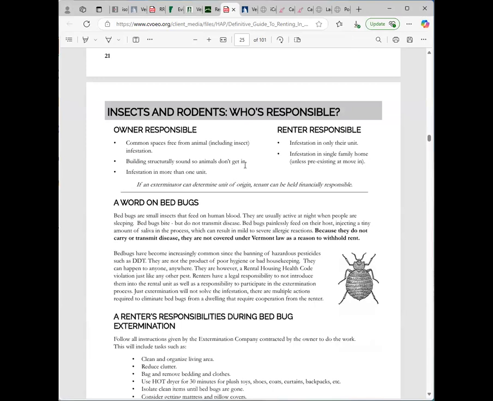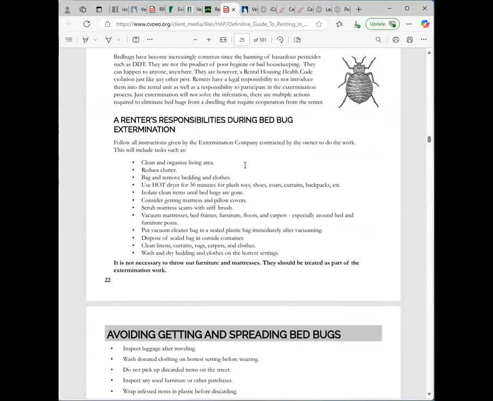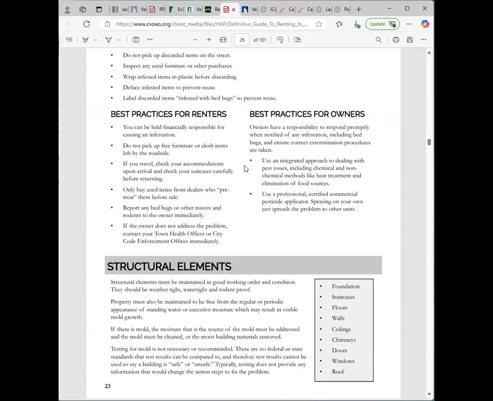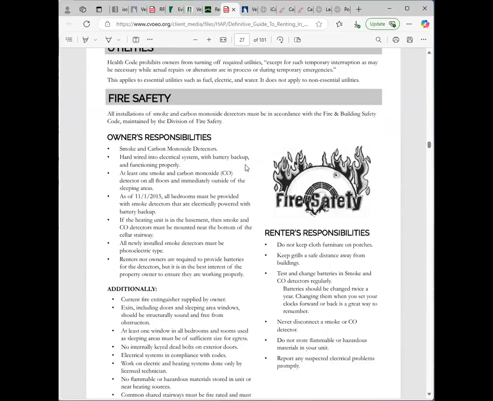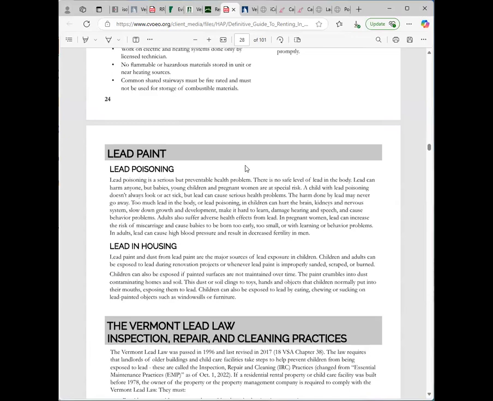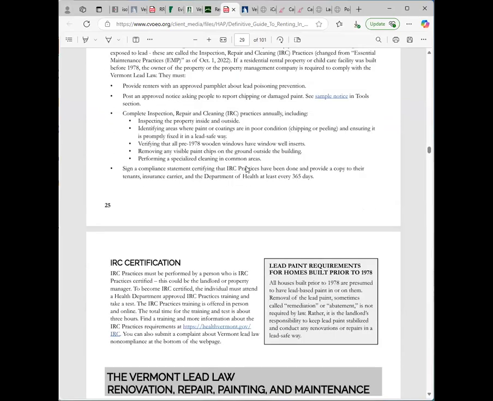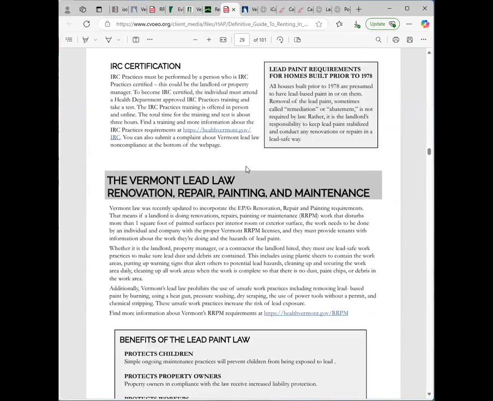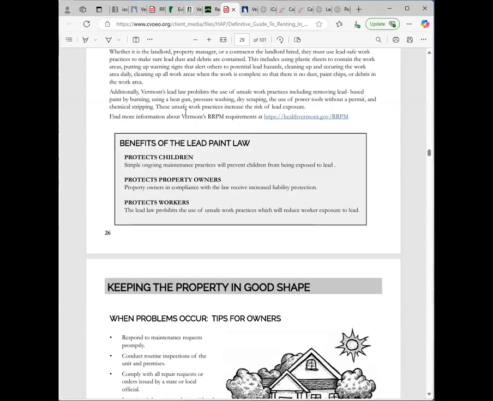Here's another example on page 22, insects and rodents. Who's responsible? Talking about bed bugs, avoiding getting bed bugs, avoiding spreading bed bugs, structural elements, utilities, fire safety, lead poisoning. So the lead paint disclosure is always in there. That's a federal requirement. And let's see, I'm just scrolling down here just to see. So the benefits of the lead paint law: it protects children, protects property owners, protects workers. You're going to see this a lot.